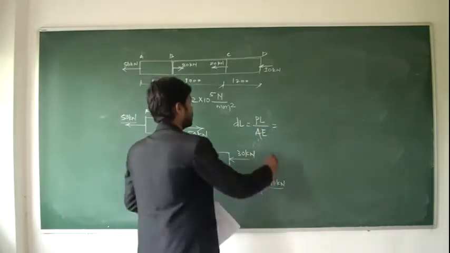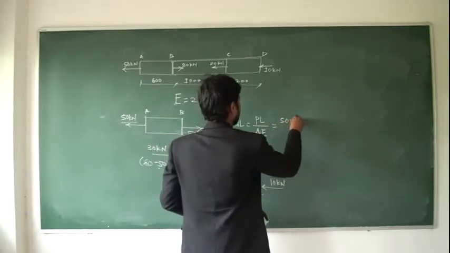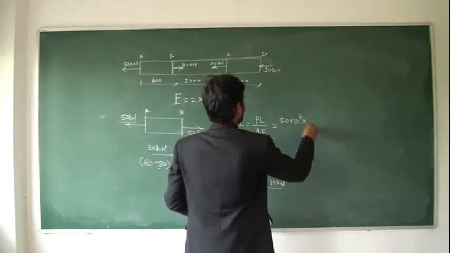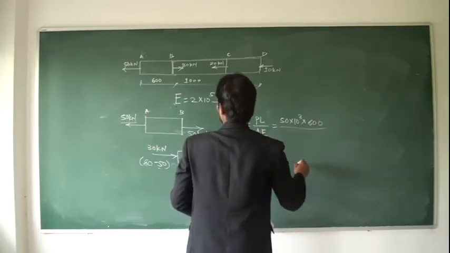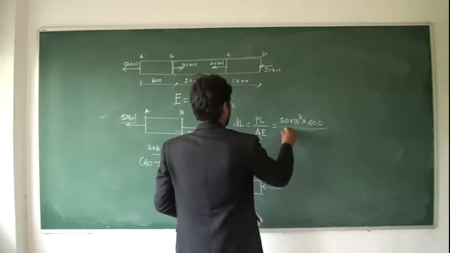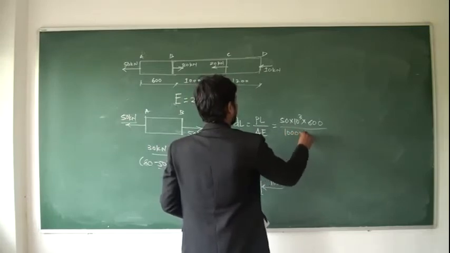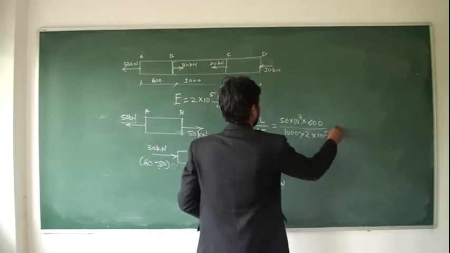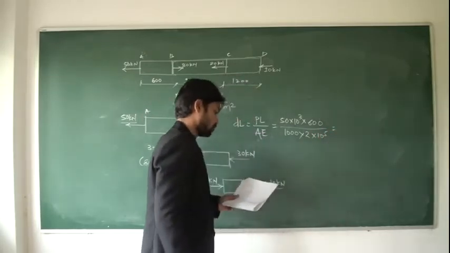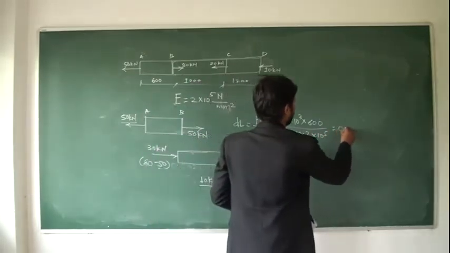What is P? P is 50 into 10 raised to 3. The length of the rod is 600. Area is 1000 mm square because it is the same for all, and Young's modulus is 2 into 10 raised to 5. This is equal to 0.2857.